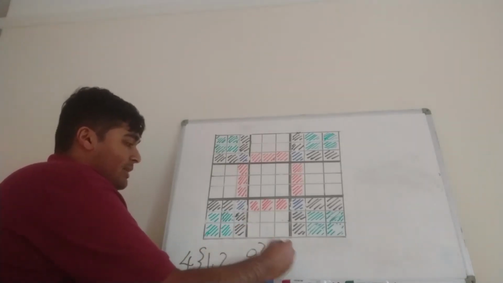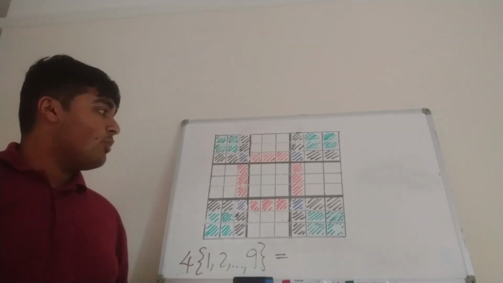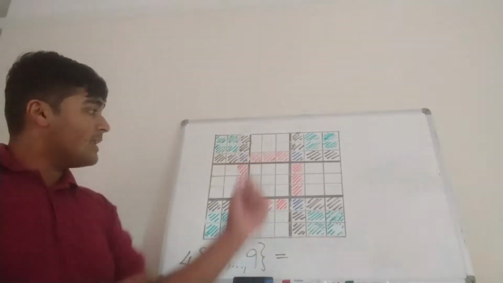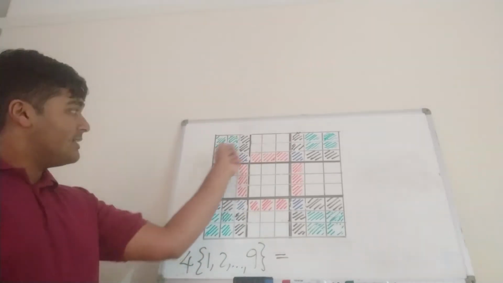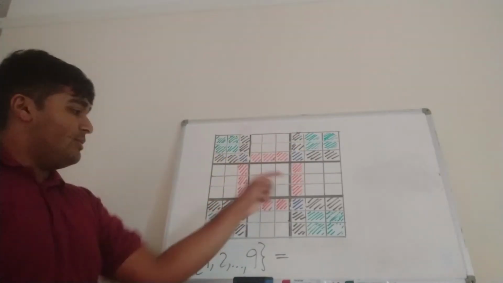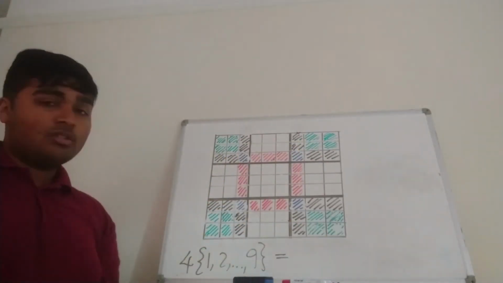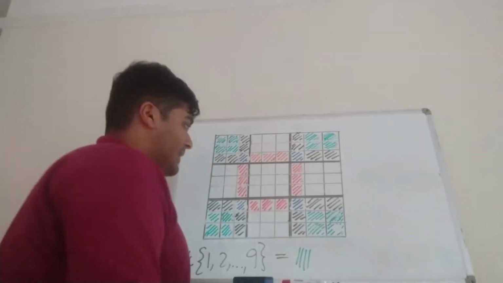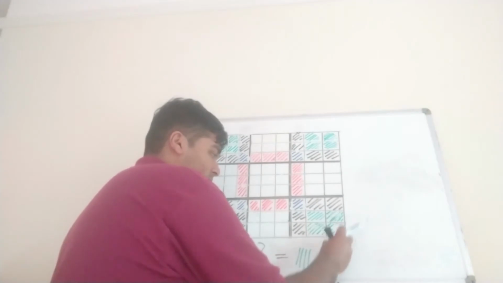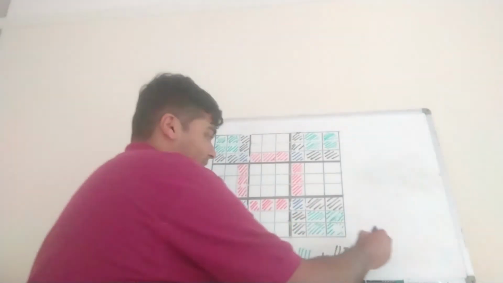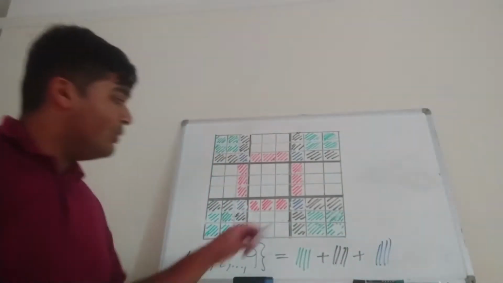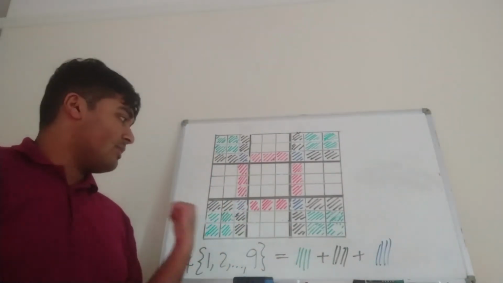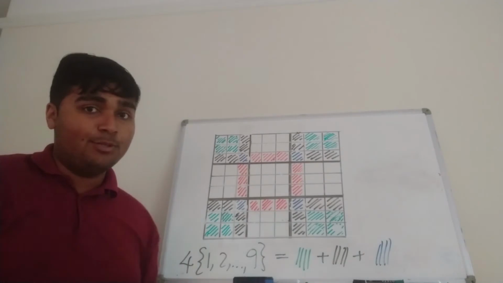Like so. But what does that equal in terms of colours? Well, that's all of the greens plus all of the blacks plus all of the blues. Okay, so 4 lots of the digits 1 through 9 is the same as the greens plus the blacks plus the blues, like so. Cool. So we've shown that 4 lots of the digits 1 through 9 is just green plus black plus blue.